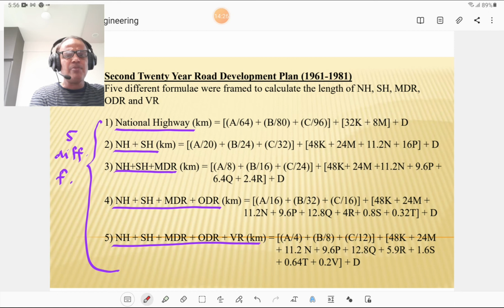And the last formula includes all 5 categories of roads, that is NH plus SH plus MDR plus ODR plus VR in kilometer is equal to A by 4 plus B by 8 plus C by 12 plus second bracket 48K plus 24M plus 11.2N plus 9.6P plus 12.8Q plus 5.9R plus 1.6S plus 0.64T plus 0.2V plus D.